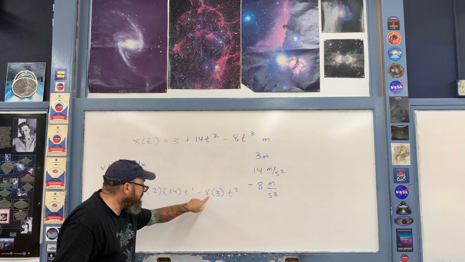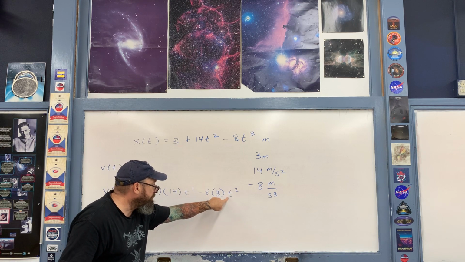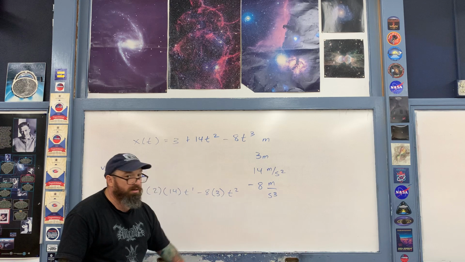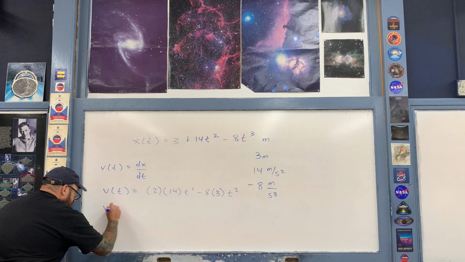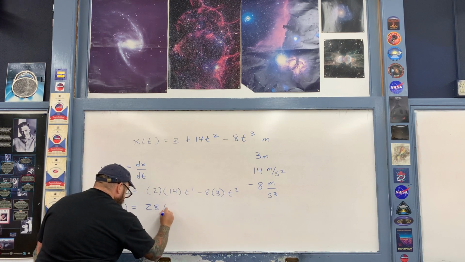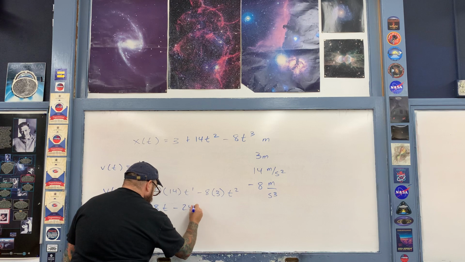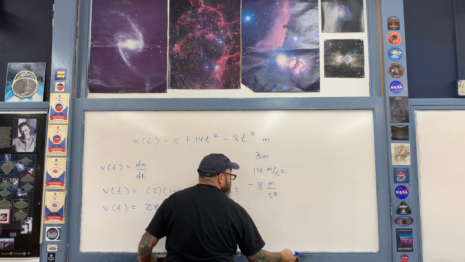Similarly here, the -8 is in terms of meters per second cubed, and then we're multiplying it by seconds squared. That will then give us meters per second, as we should. So if I clean this up a little bit, the velocity as a function of time is 28t, and then minus 24t squared meters per second, like so.